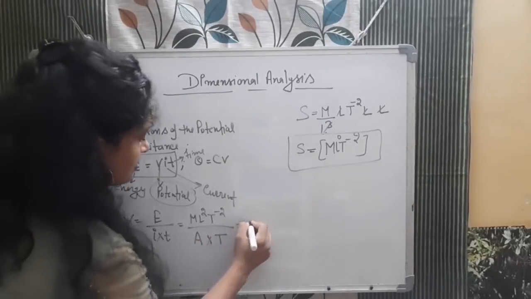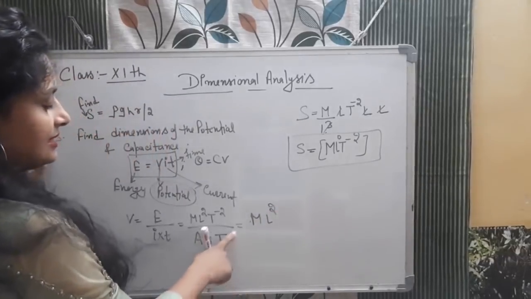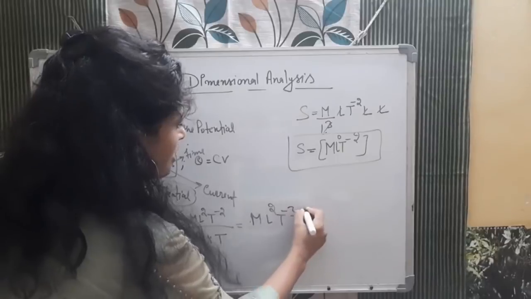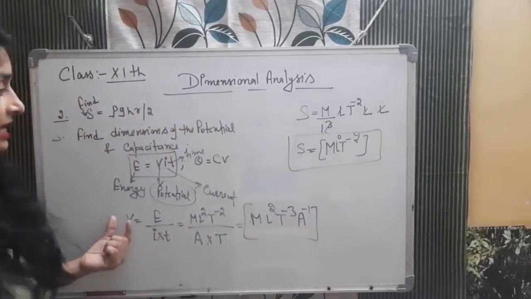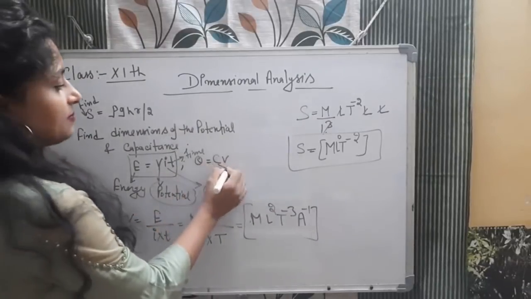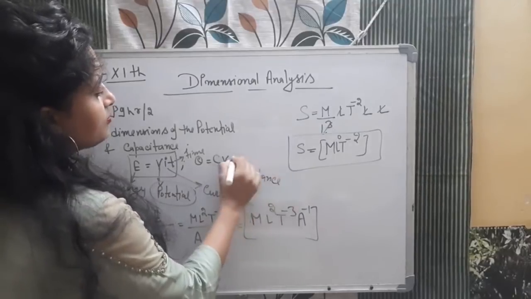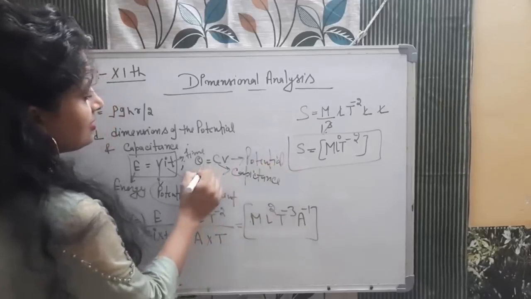So what will happen here? mL². Now T, one power is here, it will go upside, and T⁻³ and A also ⁻¹. So this is the dimensional formula for the potential. Now in the second part, Q is equal to CV. C is capacitance, V is potential, and Q is charge.